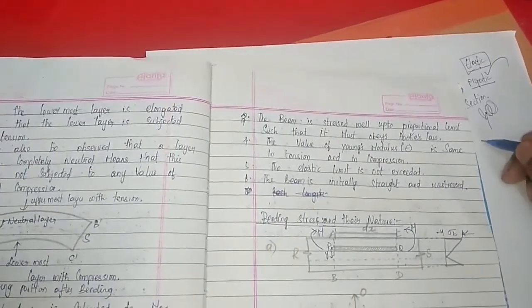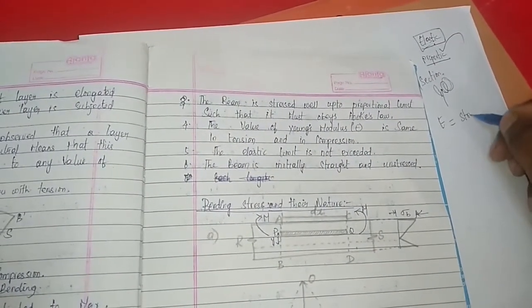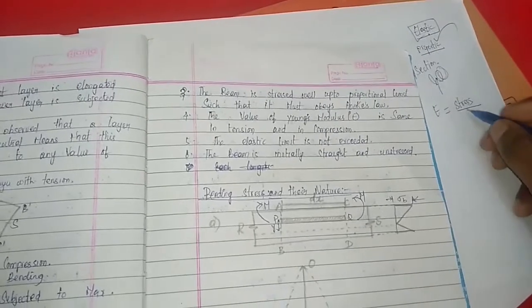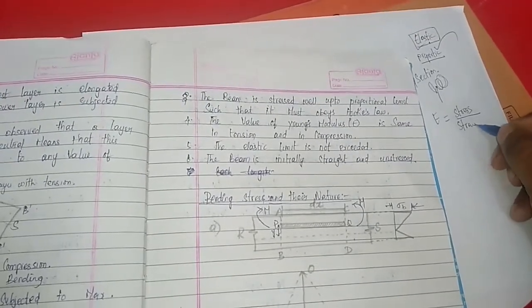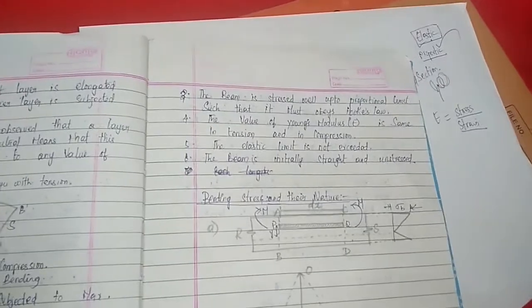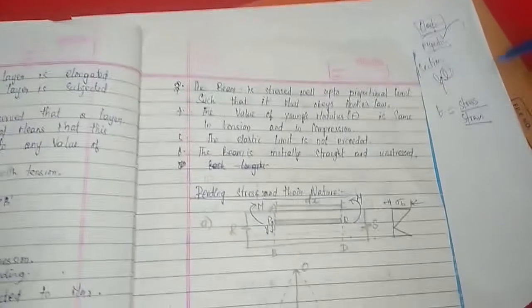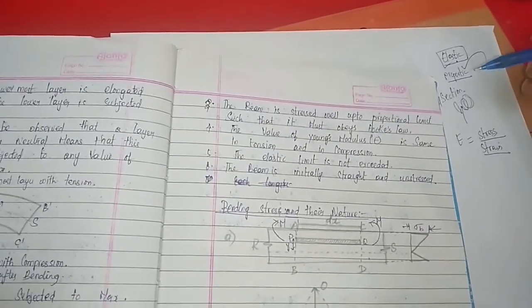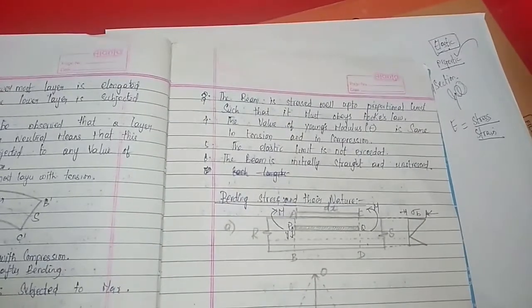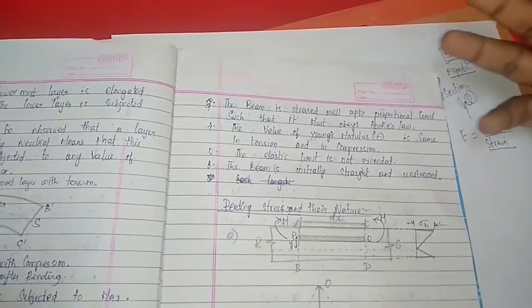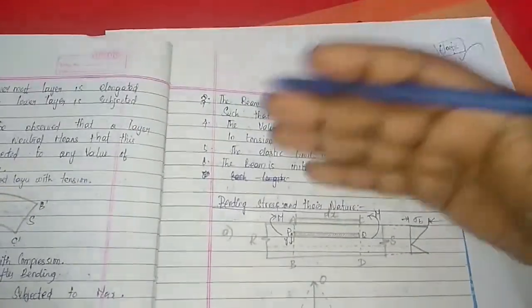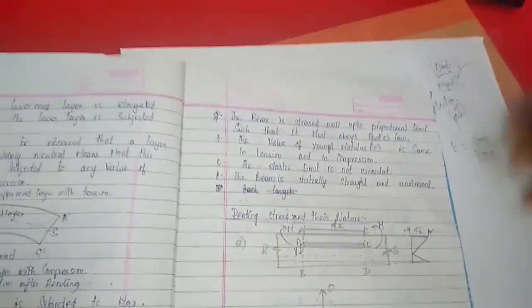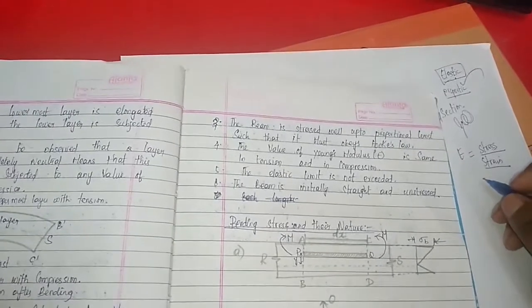Okay, so Young's modulus is denoted as E, the ratio of stress to strain. Stress is the internal resistance to the strain, that is, deformation or change in length or dimension. So the ratio of stress to strain is called Young's modulus. The value of Young's modulus is the same in tension and in compression of a section that we are assuming. These are all assumptions. Very easy, right?